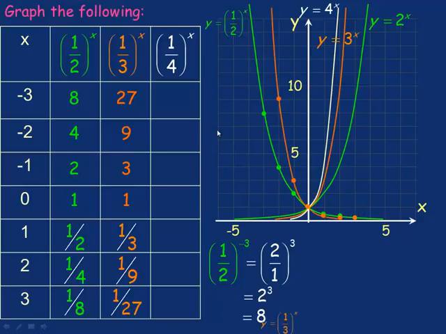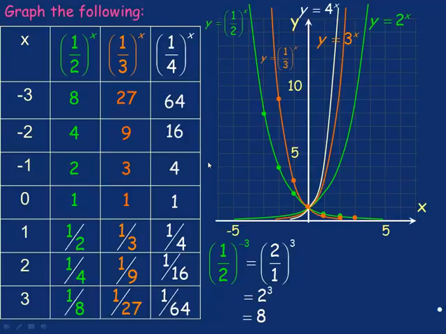And so if we plot all the points, draw a smooth curve, that's what y equals a third to the power of x looks like. And then the a quarter, these are the y values. And so if we plot them, that's what y equals a quarter to the x looks like.